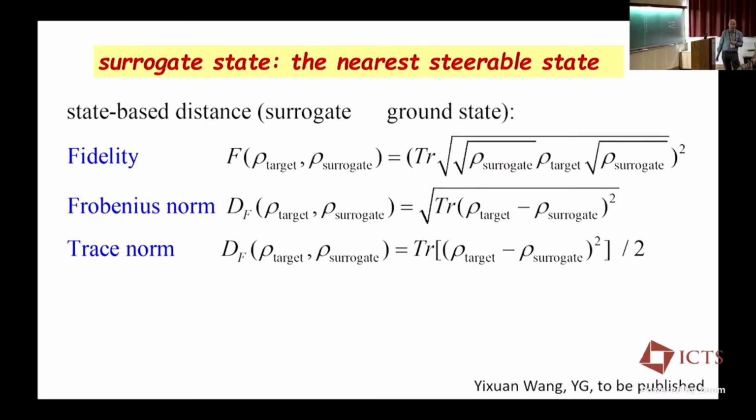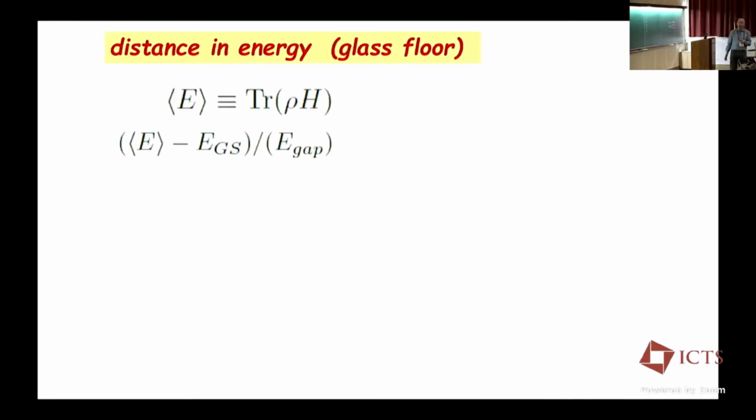Alternatively, I can measure the distance in energy. I take the surrogate state, I compute the expectation value of its energy using the original Hamiltonian. And now I measure the distance between the energy of the surrogate state and the true energy of the ground state. And it's very convenient to normalize it by the gap of the true system.